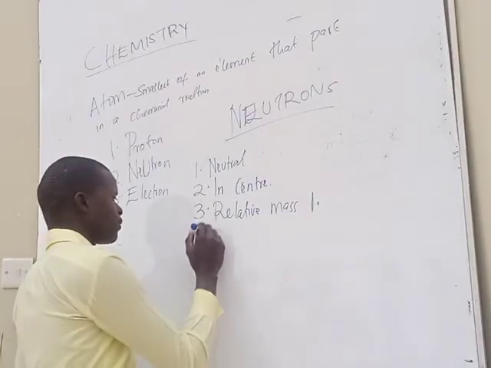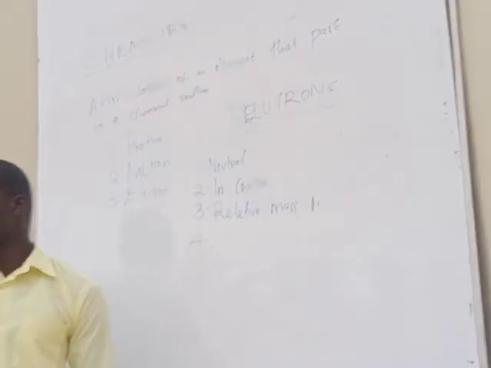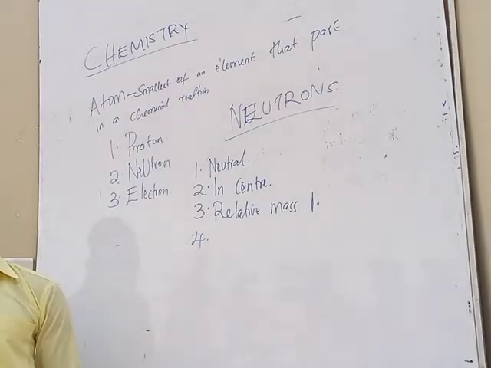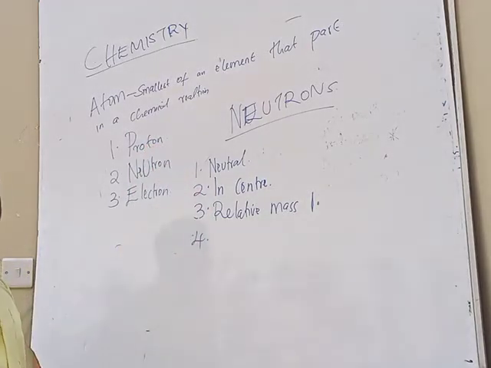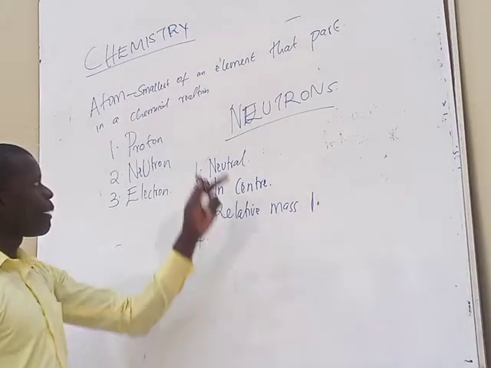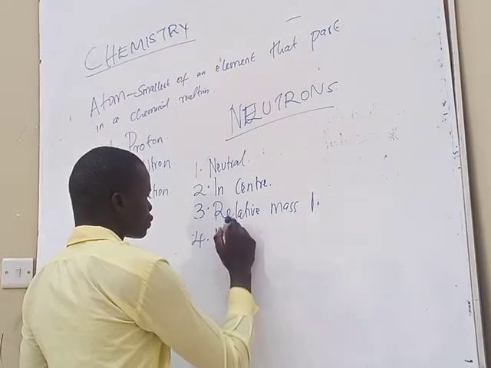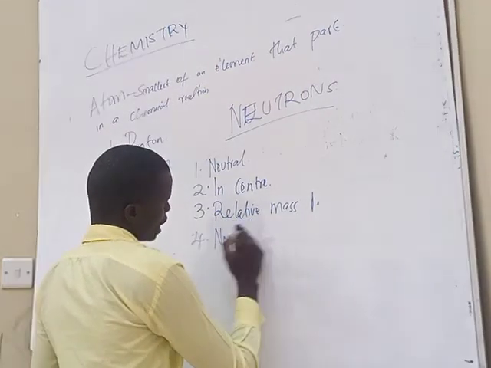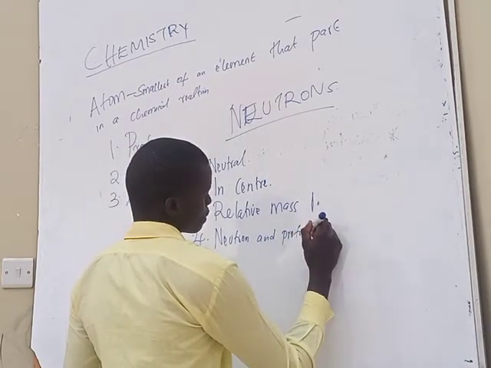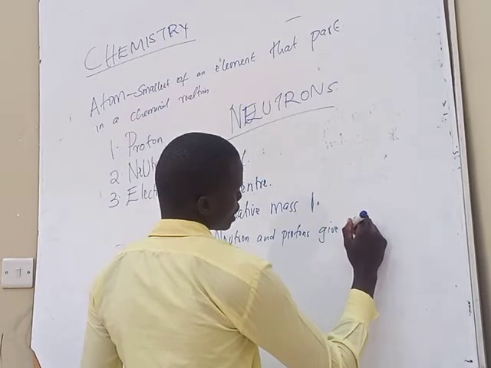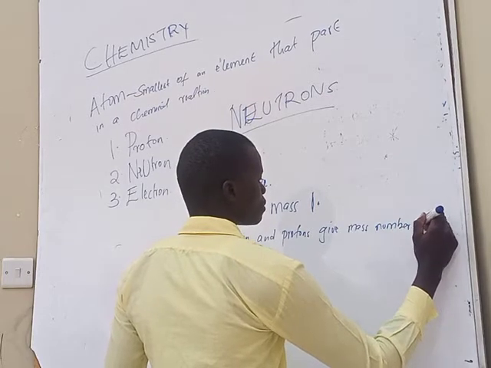Then characteristic number four of these neutrons: the number of protons and neutrons in an atom of an element is its mass number. As we said earlier, protons give the atomic number, but when we combine neutrons and protons, we have the mass number. So the number of neutrons and protons gives the mass number of an atom.